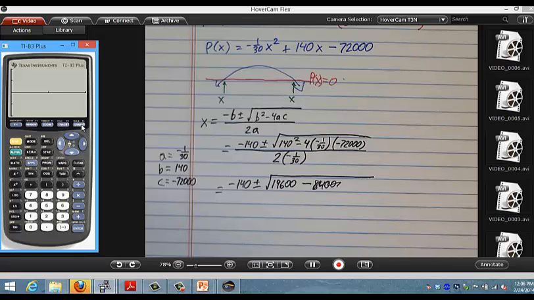I'll hit graph. I mean, there's a lot of ways you could do this, but I don't see anything. You like zoom fit? Zoom fit's a nice trick. I could do that. Let me look at the window again. 0 to 200. Isn't that what we said the model's good for? Y min and Y max. We don't see anything. I got to look more carefully here.